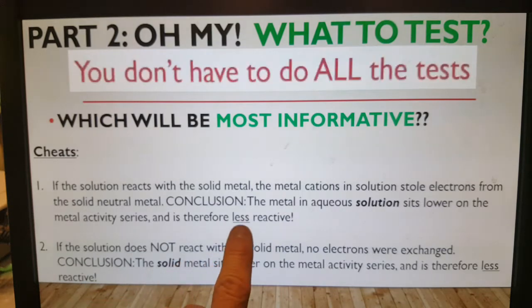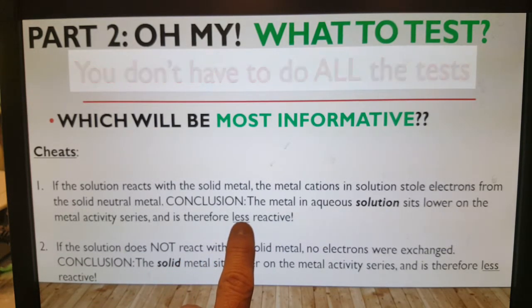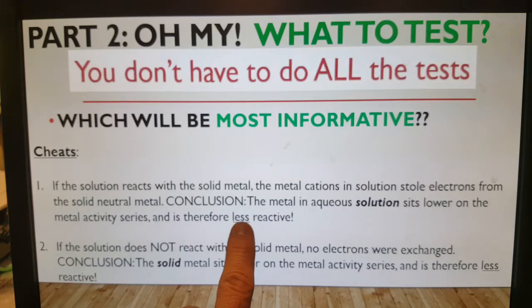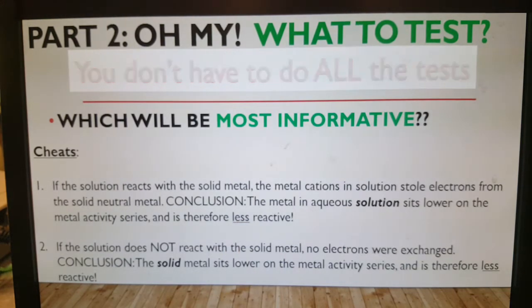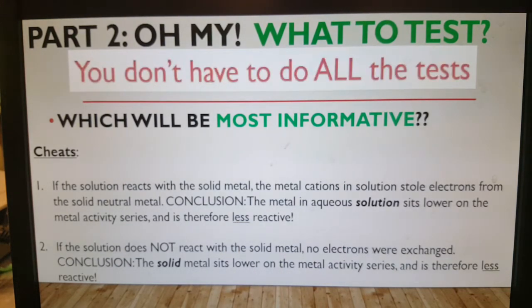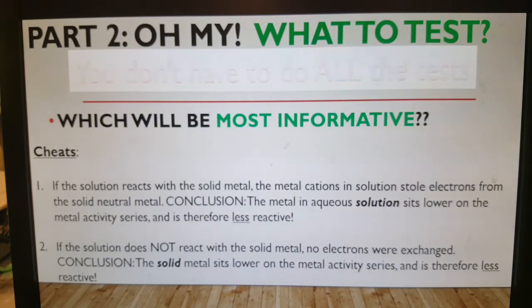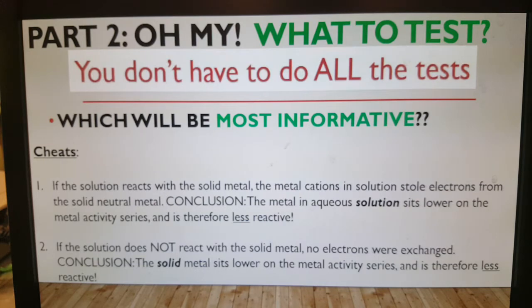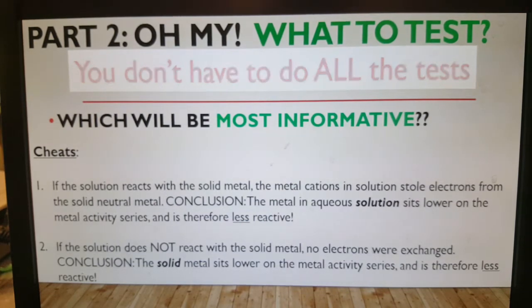If you're less reactive, then you're going to be lower on the Metal Activity Series that you're making. And that means your solution ions will steal electrons from any solid metal above you. If you're in solution or dissolved and you're lower on the list, you will steal electrons from all the metals above you. Therefore, you will observe a reaction.